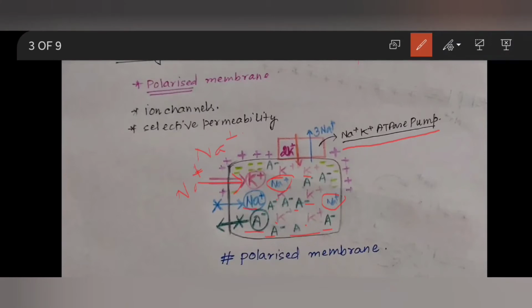So we can say that the cell membrane is polarized. This difference in the potential at the two sides of the cell membrane is known as the resting membrane potential. This is what is called as the resting membrane potential. So, we're done with the resting membrane potential.